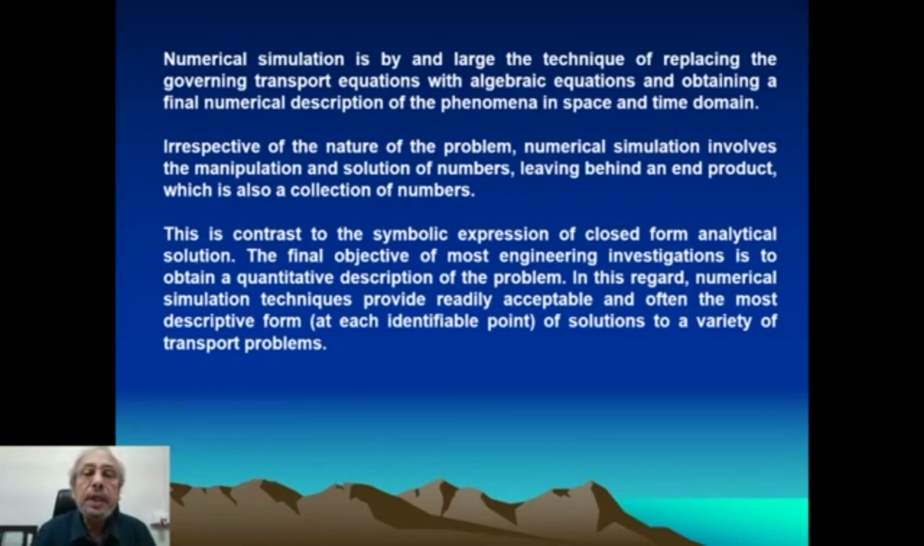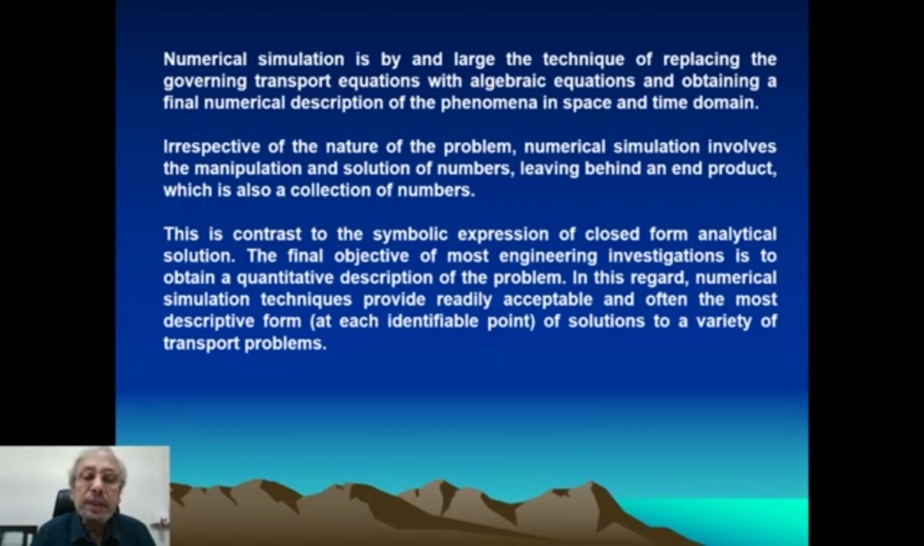Numerical simulation is by and large the technique of replacing the governing transport equations with algebraic equations and obtaining a final numerical description of the phenomena in space and time domain. Irrespective of the nature of the problem, numerical simulation involves the manipulation and solution of numbers, leaving behind an end product which is also a collection of numbers. This is in contrast to the symbolic expression of closed form analytical solutions.